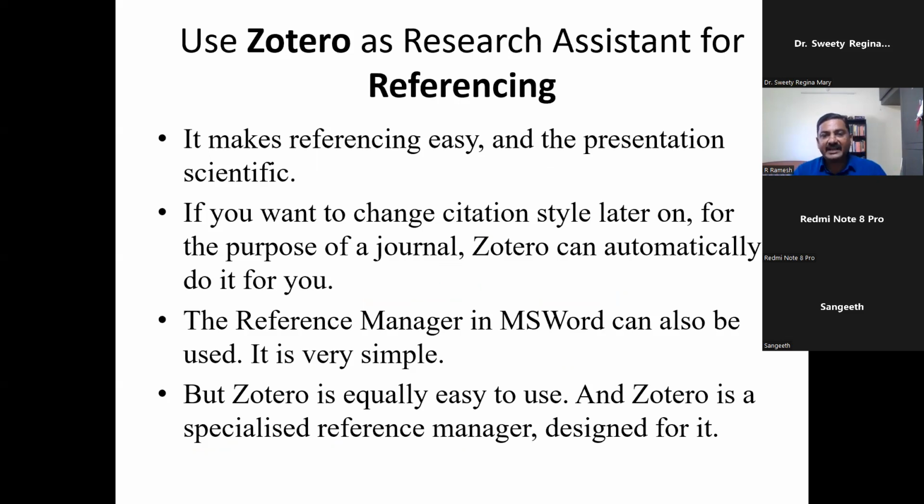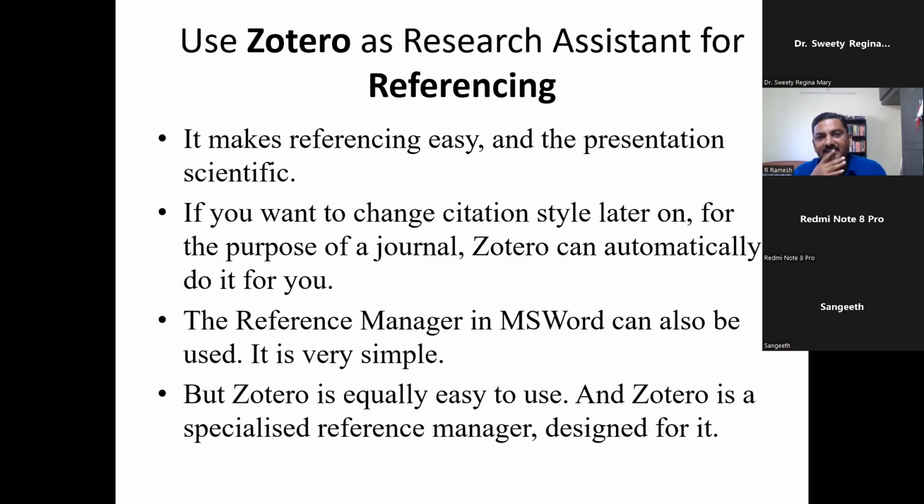If you want to change citation style later on for the purpose of a journal, Zotero can automatically do it for you. MS Word also has a reference manager. You can use that also. It is very simple, but Zotero is equally easy. You can use that, and Zotero is a specialized reference manager. It is designed for it. So I would say that you can try this.